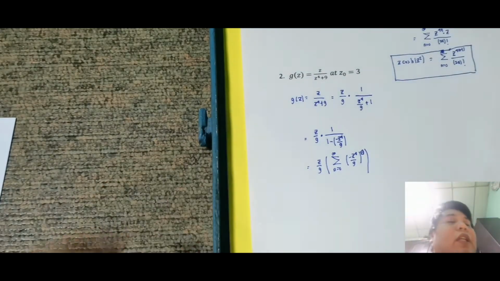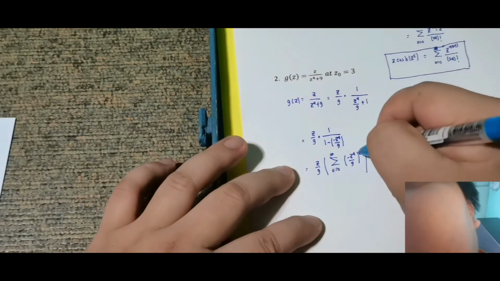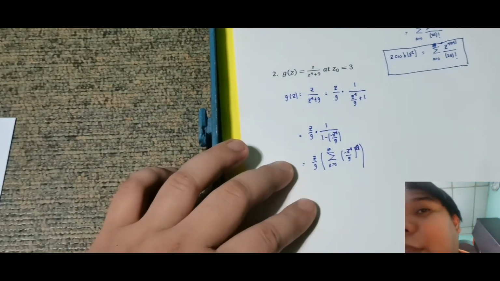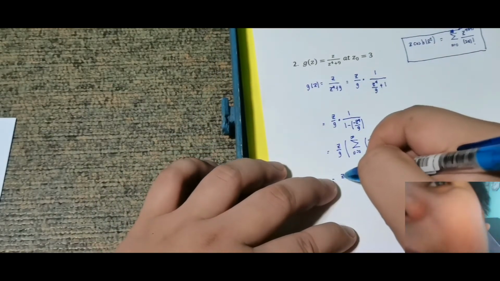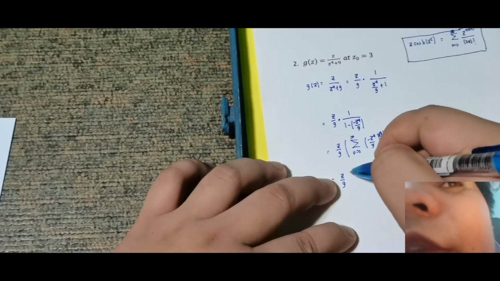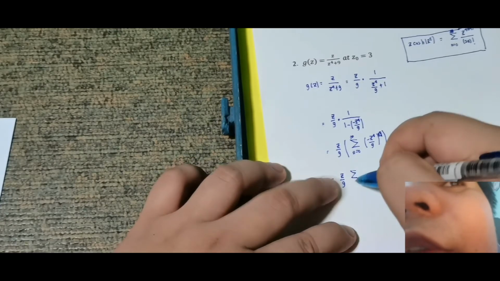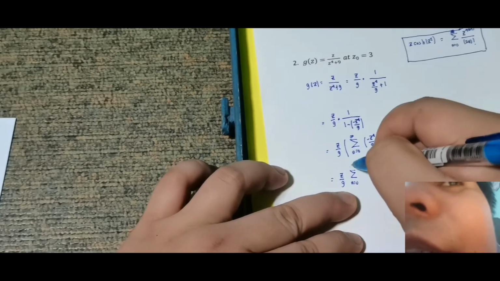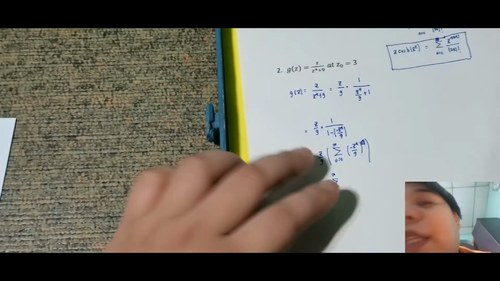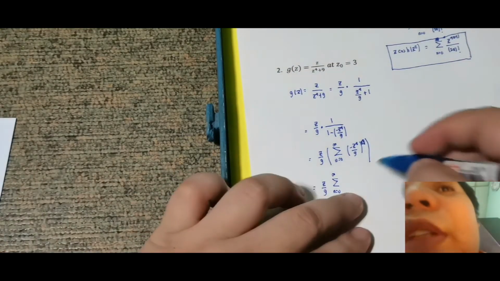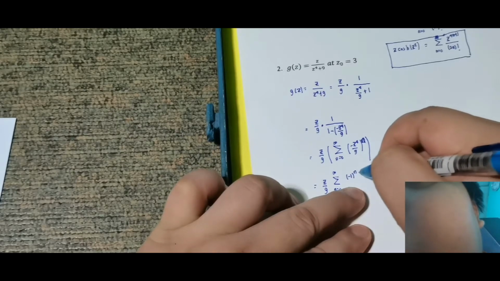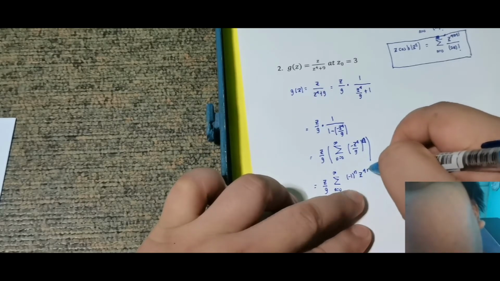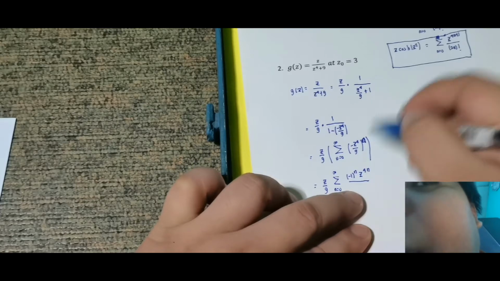So ayun, sinasabi ko, nilagay ko siya sa loob, kasi z raised to n lang siya. Okay, next, ang gagawin niya, sir, i-simplify ko further sa loob. This is z over 9. Then this is summation for n is equal to 0 up to infinity ng negative 1 raised to n. Meron na, kasi negative 1 na yun. So negative 1 raised to n, tapos z raised sa 4n, all over 9 raised to n.